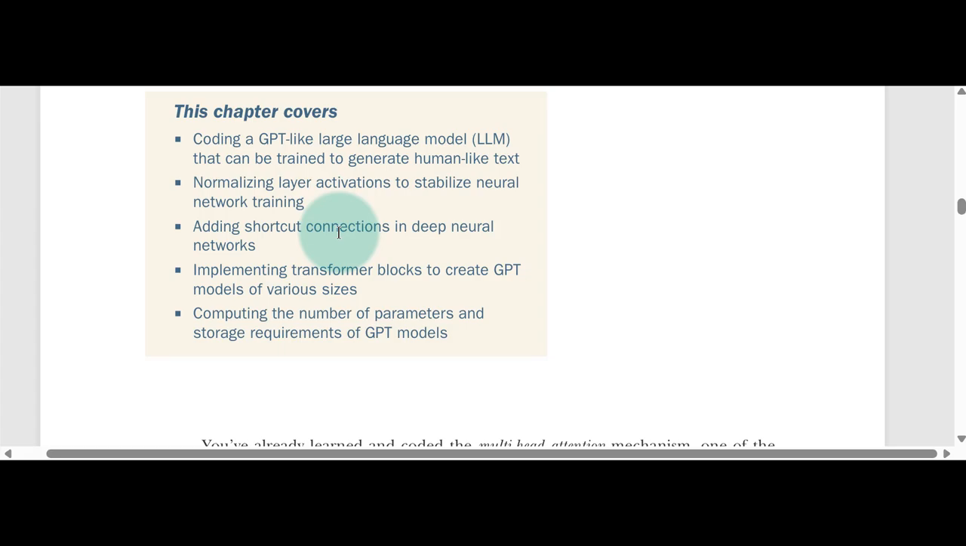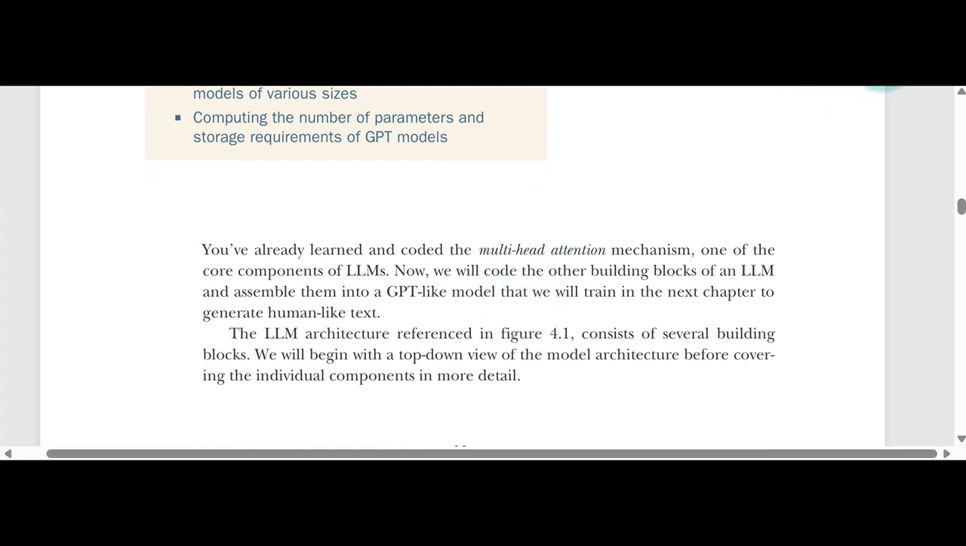So one of the components of the whole code is the transformer, so we'll do that here. And computing the number of parameters and storage requirements of a GPT model. Well, that's not too important, but we might skip that, but let's just start here. So they say in chapter 3 we already learned about multi-head attention mechanism.